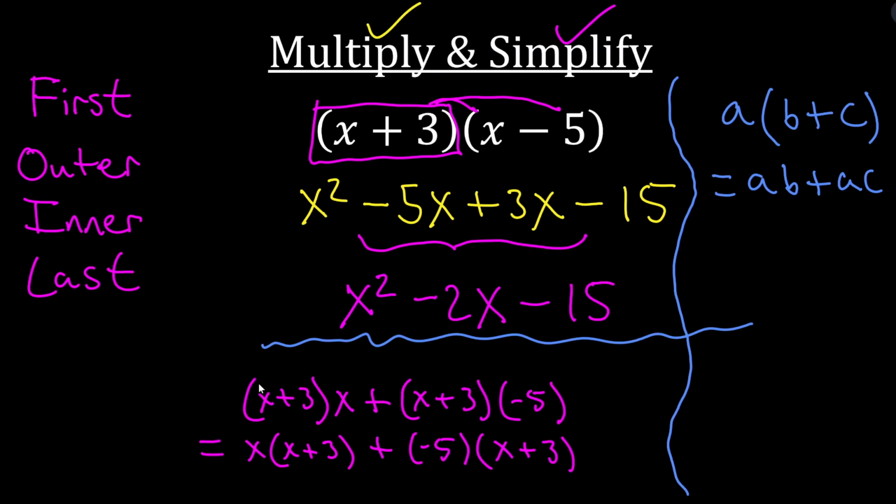Let me switch to blue. Boom, boom, and boom, boom. So let's see what happens when I do that. I get this all equals, and I'm running out of room here, but it's x squared plus 3x. That's what I get when I distribute here. And then we have plus negative 5 times x. I'm just going to write that as minus 5x. And then plus negative 5 times positive 3. Again, I'm just going to write that as minus 15. This is the same thing we got in this step.